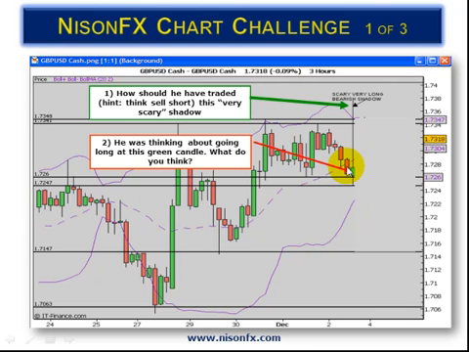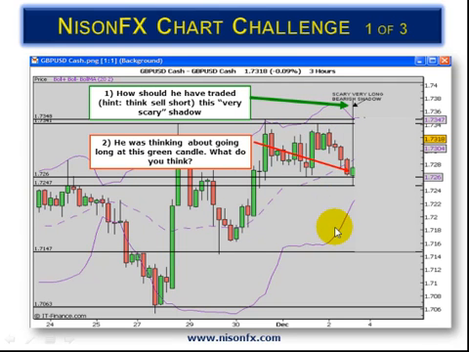There's not a piercing pattern because the white candle didn't get through the middle of the black or red real body. In this case, the green didn't get through the middle of the red real body. But nonetheless, the market's at support. The small green candle shows the bears are losing control. So I would be long here, lightly long. And my target would be the resistance area over here, from here to here.